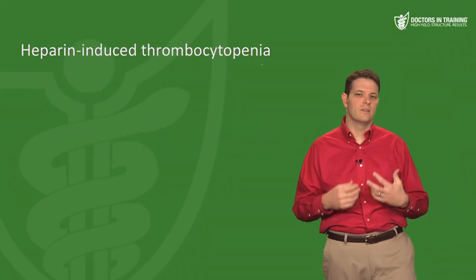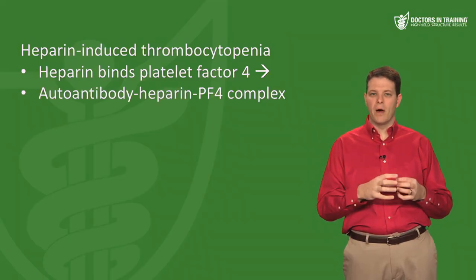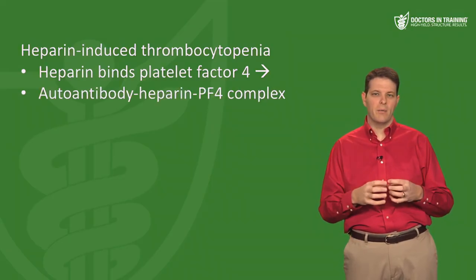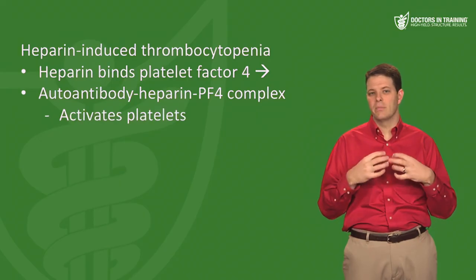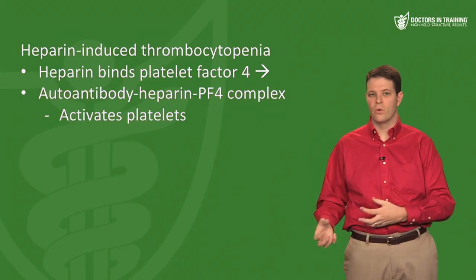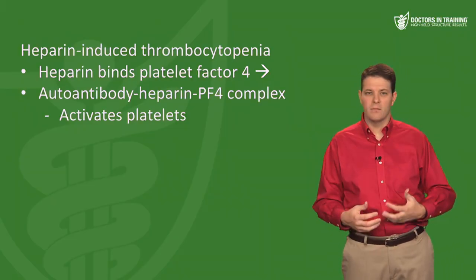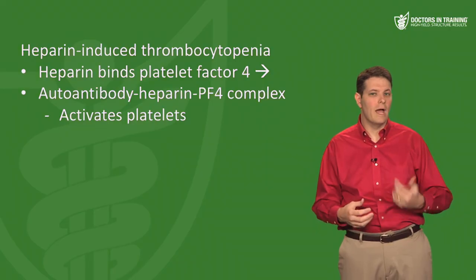Basically, the way it works is that heparin binds to platelet factor 4, and then you get autoantibodies to that complex. And this autoantibody complex can then go around and activate platelets so that the platelets aggregate, then they get removed from circulation and destroyed. Now, it doesn't happen all that often, and it doesn't happen to everybody. Less than 5% of patients on heparin will have this.